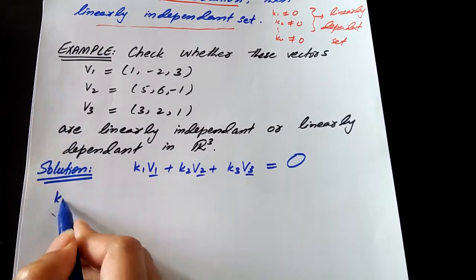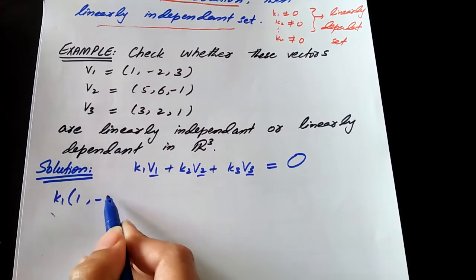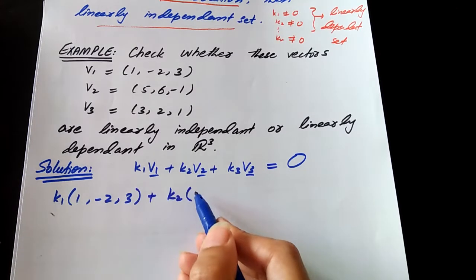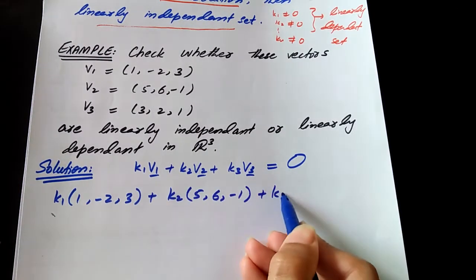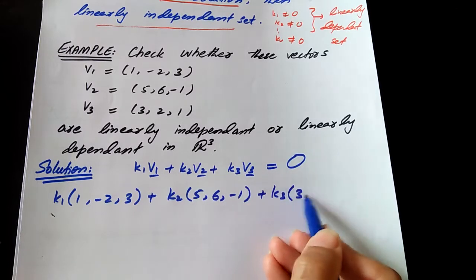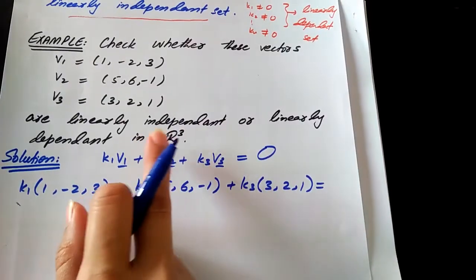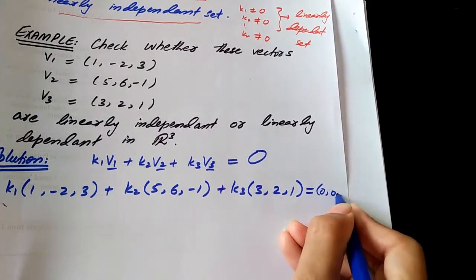We will get k1 times v1, that is (1, minus 2, 3), plus k2 times v2, that is (5, 6, minus 1), plus k3 times v3, that is (3, 2, 1). Now it is equal to the 0 vector. All these coordinates are from R3, so your 0 vector will also be from R3, like this.